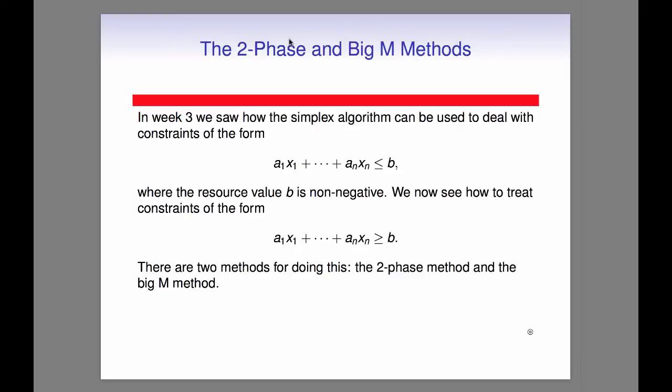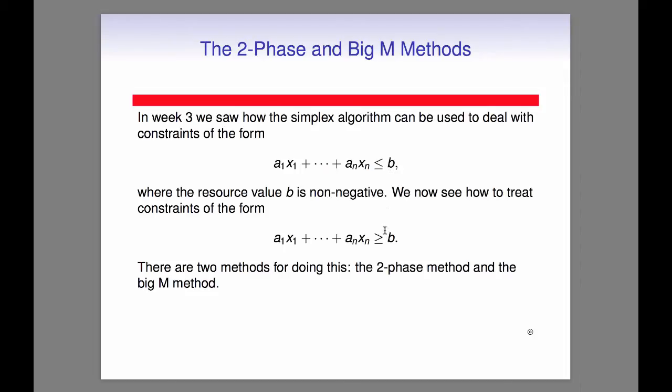Last week in week 3, we saw how to use the simplex algorithm to find the optimal solution to linear programming problems where the constraints were all of this form. They were all of the form linear expression less than or equal to non-negative resource value B.